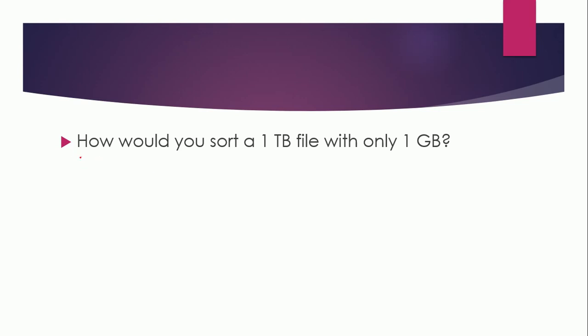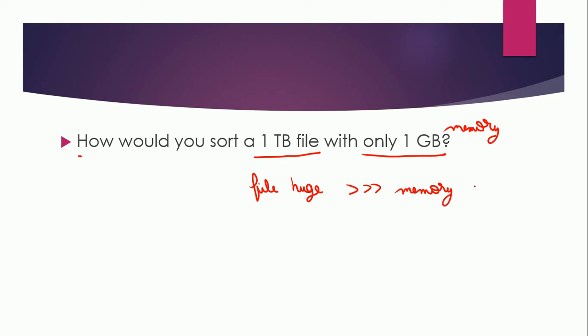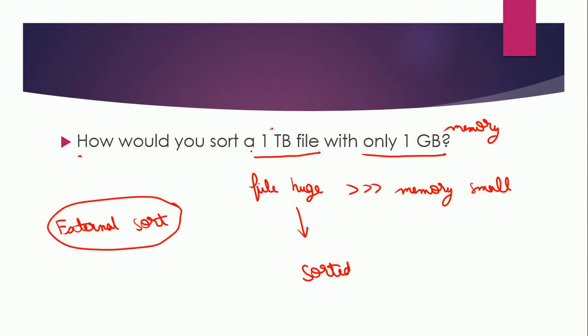The second question is, how would you sort a 1 terabyte file with only 1 GB memory? The challenge in this question is that the file is quite huge and memory is quite small. So you need to devise a way by which you can take the data in chunks and then create some file which is sorted. There is something called external sort which you can use here. I suggest you Google it and understand the process completely, and that's the solution for this question.